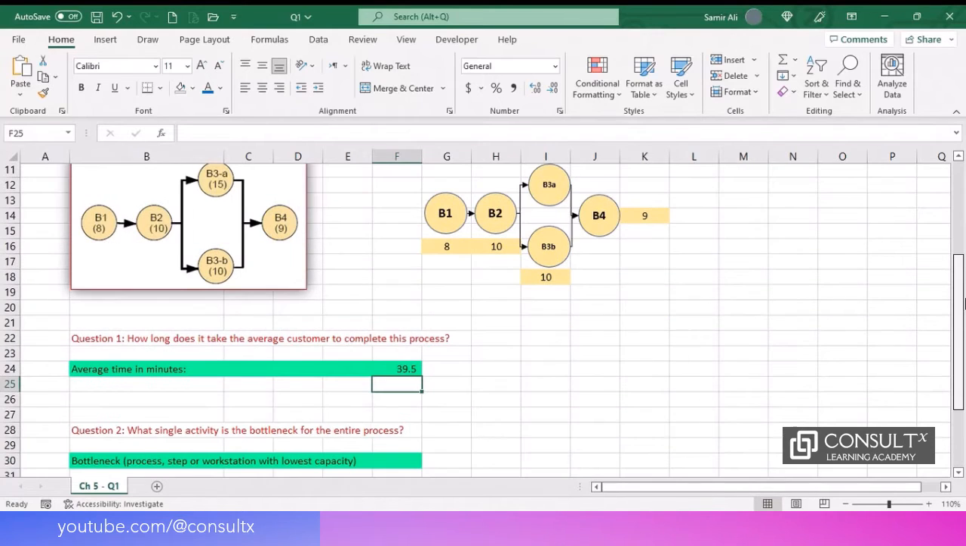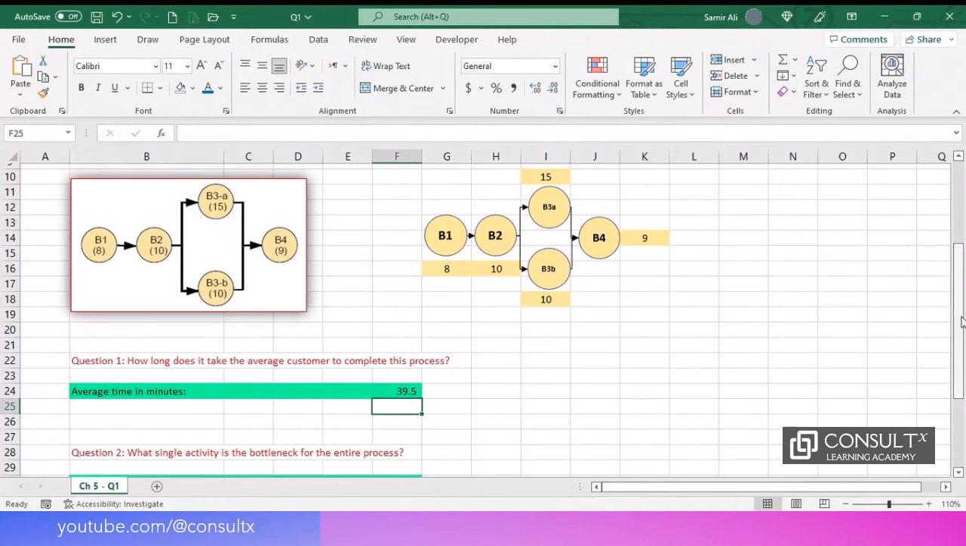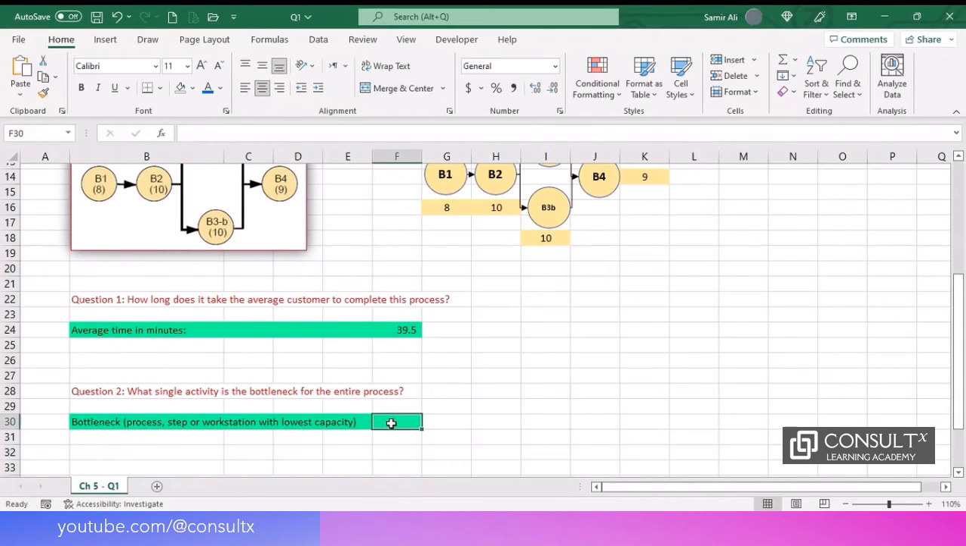Coming to the second question, what single activity is the bottleneck for the entire process? Now remember, the bottleneck is the process, step, or workstation with the lowest capacity, the lowest capacity to handle the number of customers. So the more time in a process, the lower the capacity. We have three processes here, B1, B2, and B4. It takes 8 minutes in B1, 10 minutes in B2, and 9 minutes in B4. So 10 is the highest. Therefore, our answer would be B2.